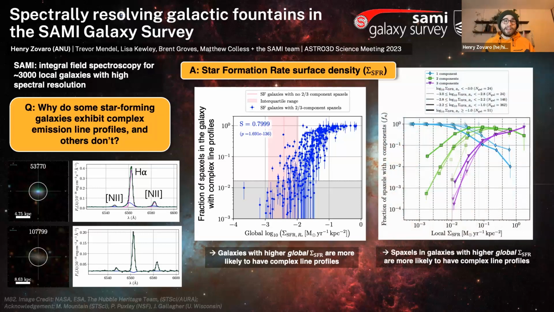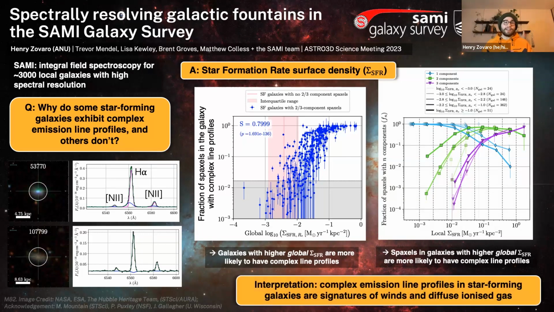And on a local scale, we also find that spaxels at a fixed local star formation rate surface density that live in galaxies with higher overall star formation rate surface densities are far more likely to exhibit complex line profiles. And so our interpretation of this is basically that complex emission line profiles in star-forming galaxies are signatures of winds and diffuse ionized gas. So if you want to learn more, come and talk to me in Slack.